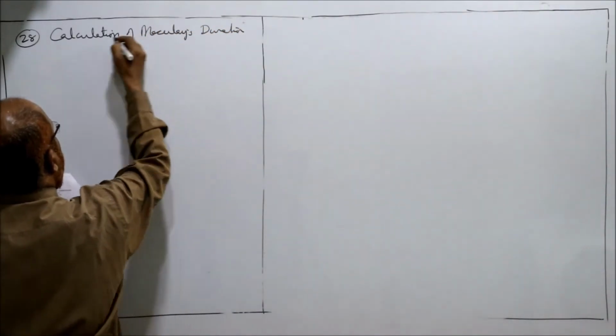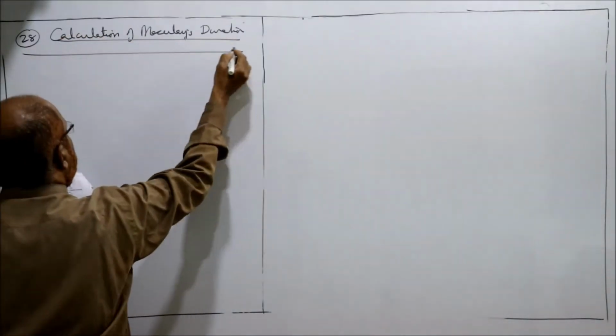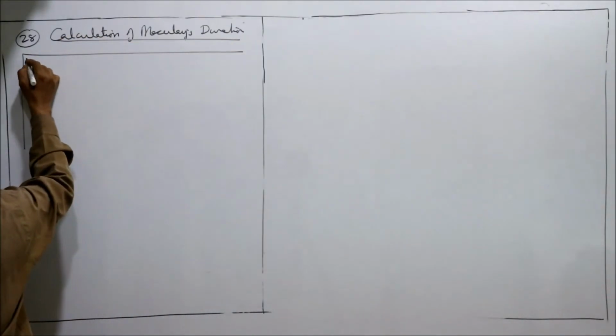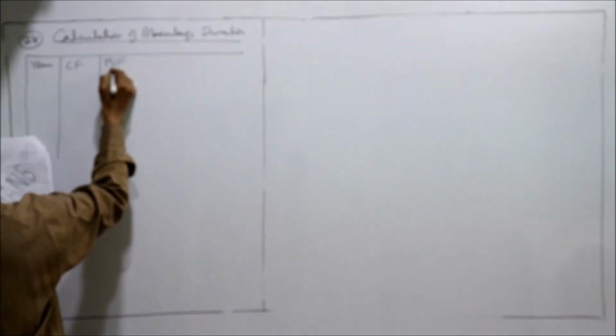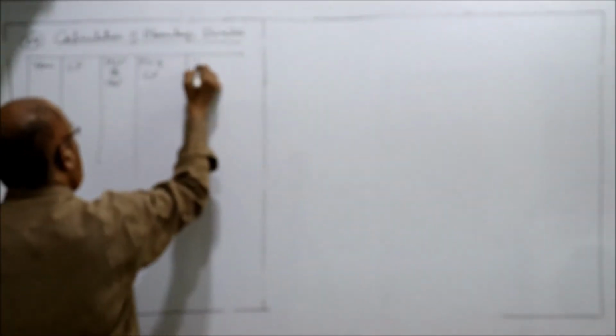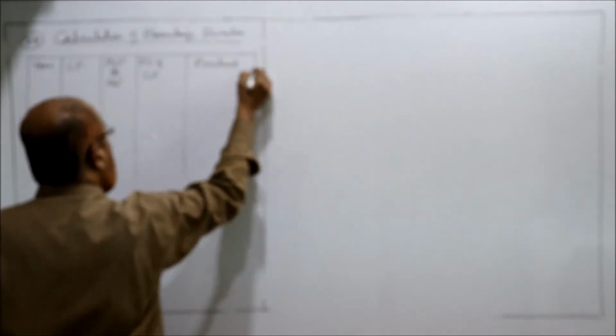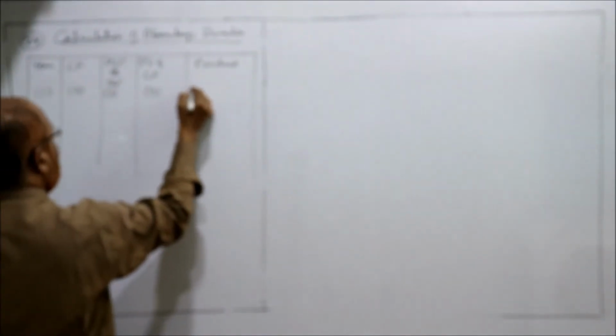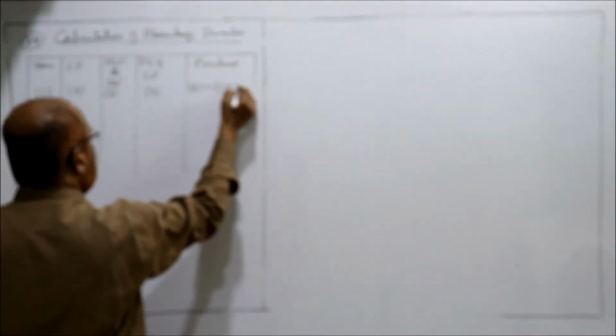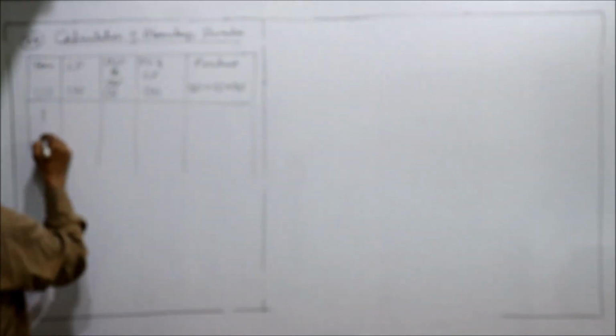Calculation of Macaulay duration. Year, cash flow, PV factors at the rate of 12%. We take the YTM rate. Then PV of cash flow. Last one, product. Years, how many years? 5 years. 1, 2, 3, 4, 5.